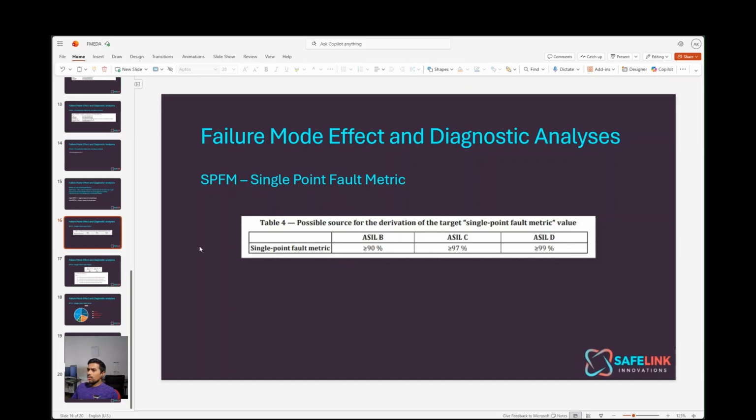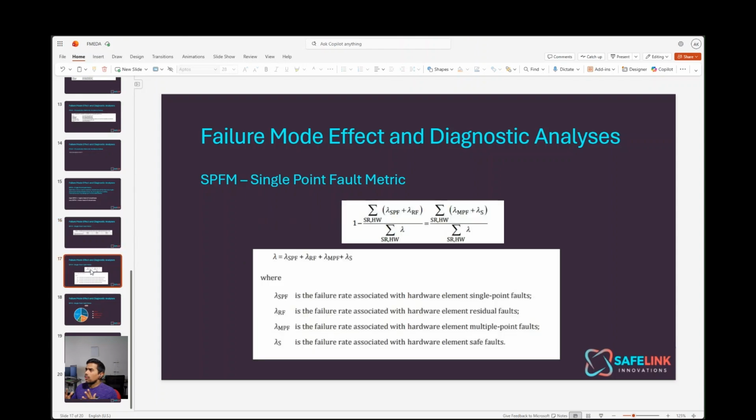So what is the SPFM mathematically? There is a formula that is used to calculate the SPFM, and it's essentially this. SPFM is equal to 1 minus the sum of single point failures plus residual failures divided by all the failures. You can also define this as the sum of the multiple point plus safe faults divided by all the faults, where lambda here represents the sum of all the faults: single point failure, residual failure, multiple point failure, and safe faults.